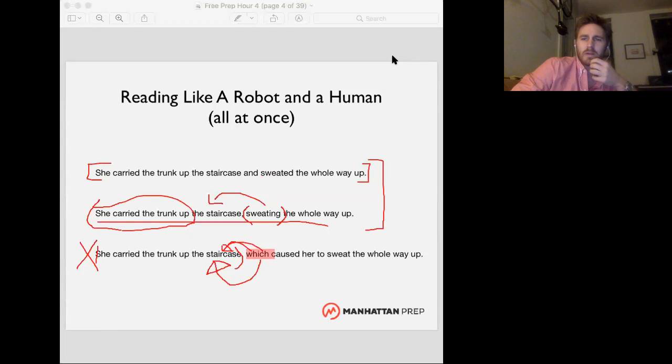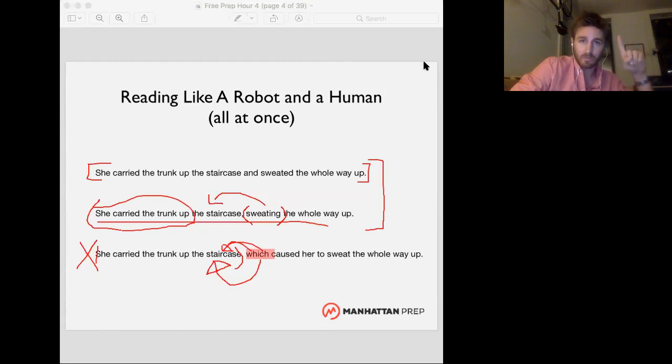So what's verbs not parallel? They are parallel. She carried, she sweated. That's perfect parallelism. Again, not a grammatical mistake here. Not past tense versus present. They're both technically past tense. So you're saying the verbs aren't parallel in the second sentence. Well, first off, there is no parallelism in the second sentence.